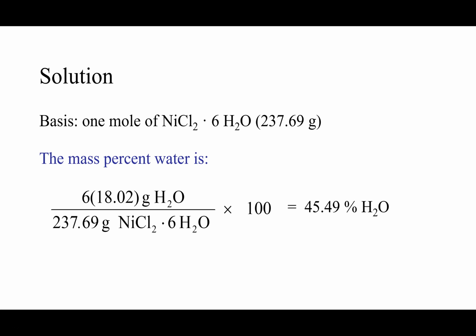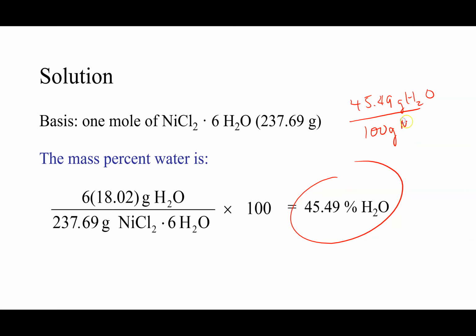Let's see if I can find my. So what that means, and you're going to see this on the next slide, you're going to have to unpack weight percent. So what that means is 45.49 grams of H2O in 100 grams of the hydrated salt, which is your NiCl2.6H2O. Okay, so I'm going to use that to my advantage to knock out this problem.